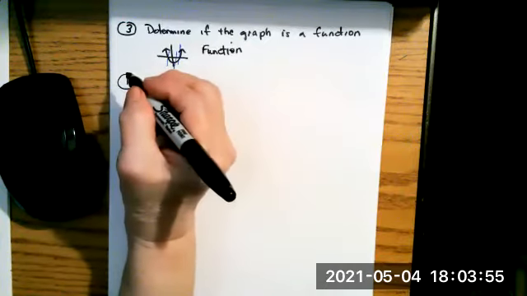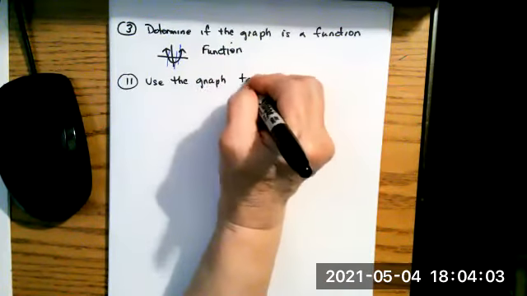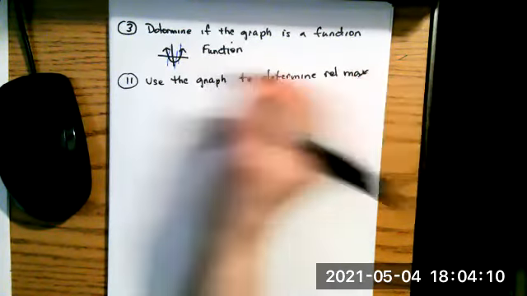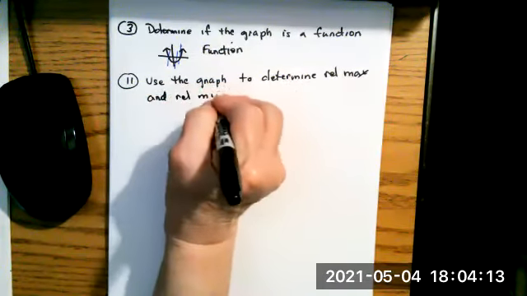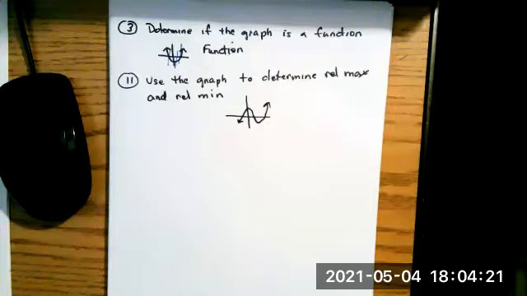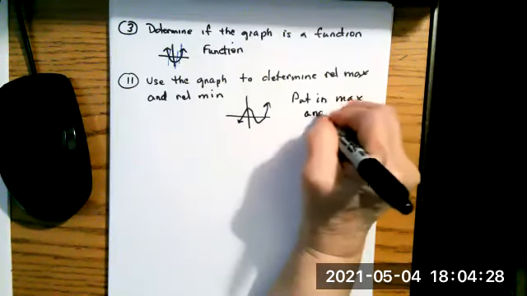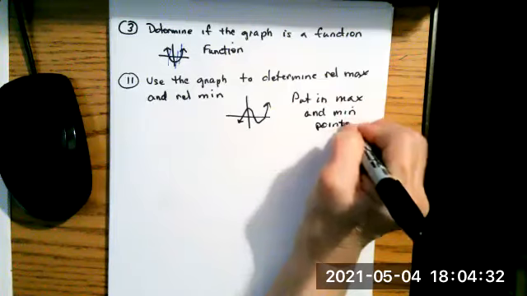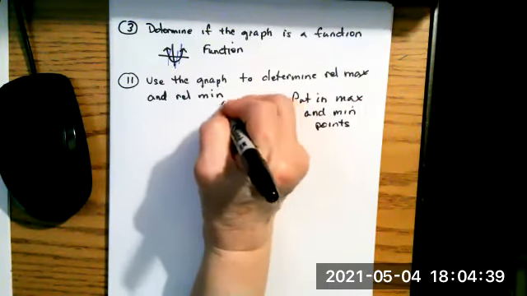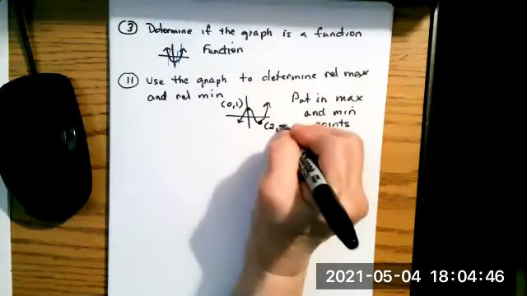The next one that's just really easy is use the graph to determine the relative max and relative min. Okay, and they already give you the graph, but they don't tell you any points on it. You have to put the points in there. So the first thing you want to do is put in the max and min points. So kind of think, you draw your little sketch of it and find out the max and min. This maximum point up here is 0, 1, and this minimum point down here is 2, -3.